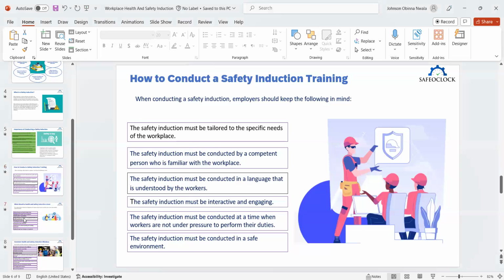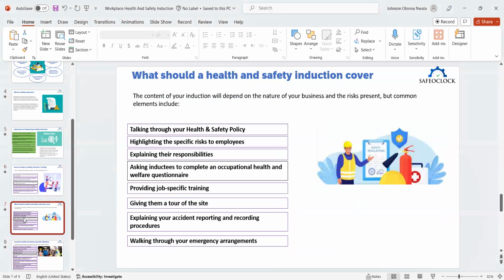Let's look at what safety induction should cover. This is one of the questions that comes up more often: how big or how wide should safety induction be? Is it a training? How long should it be? What should we communicate during the safety induction? So let's look at some of them.